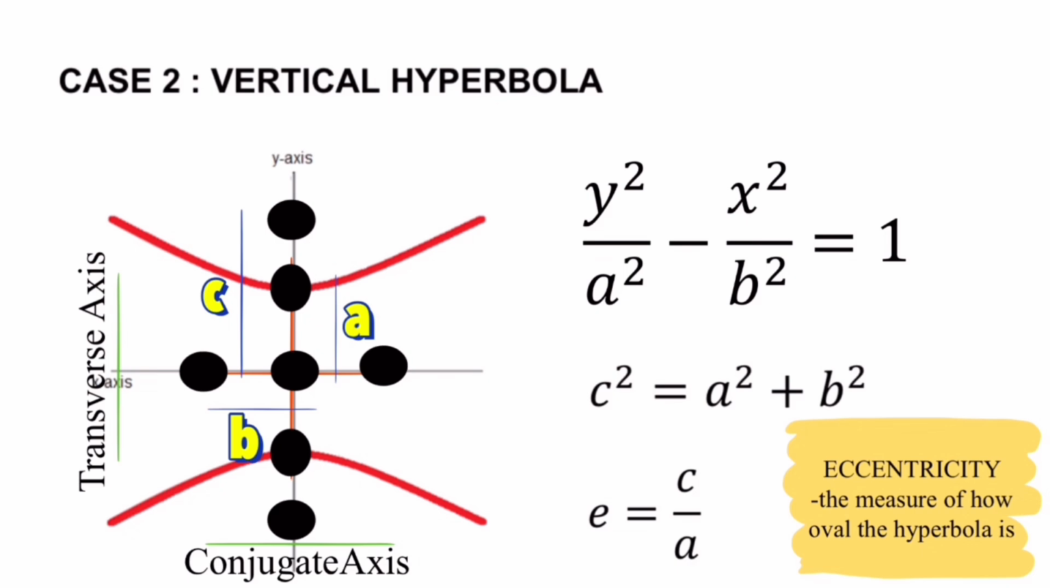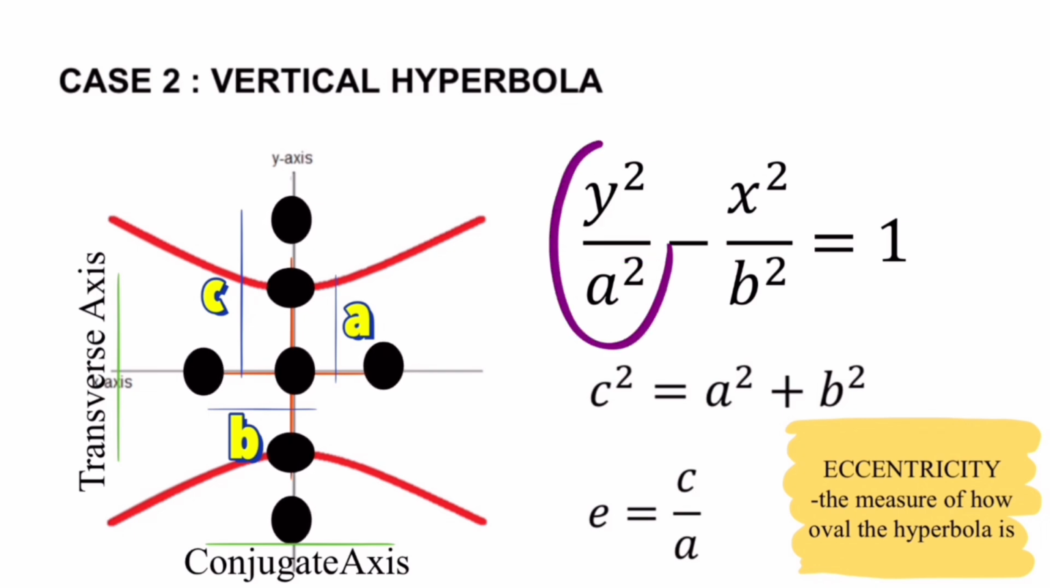We also remember that the standard formula for a vertical hyperbola is y squared over a squared minus x squared over b squared equals 1. Please notice that our vertex is on the vertical axis. That's the reason why our a is under the y. Remember, y means up or down. And that's the reason why the a squared is located under the y squared. We also remember that y squared over a squared is positive because this is a vertical hyperbola.